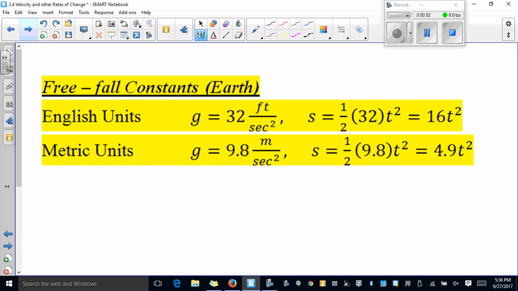These are just a couple units to know, but usually they give you whatever you're working with. But if they give you metric units, but they don't say anything with regards to the free fall values, that's what you'll use. And for English, this is the one you'll use.